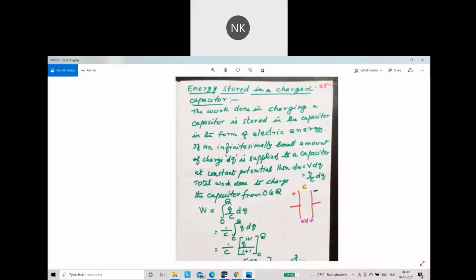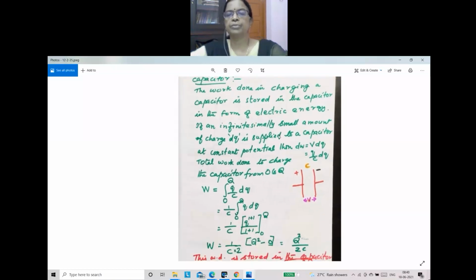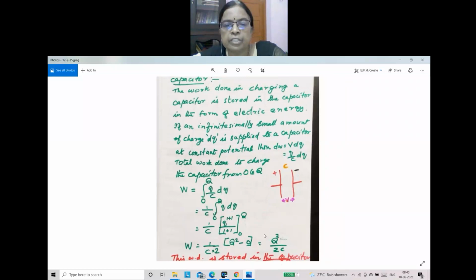Then small q square. Apply the limit: upper limit minus lower limit. Capital Q square minus 0. That is the answer. U is equal to Q square by 2C. That is the answer.